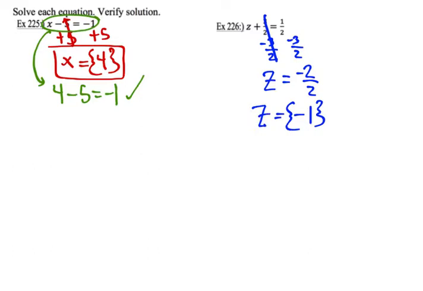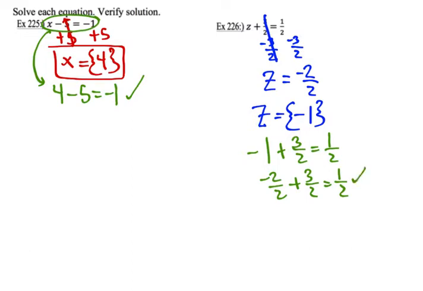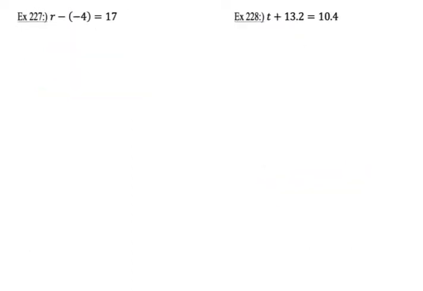Then we check our solution. We're going to start with the original equation, z plus 3 halves. I'm going to replace z with negative 1 plus 3 halves equals 1 half. Negative 1 is negative 2 halves. So negative 2 plus 3 is 1. So negative 2 halves plus 3 halves equals 1 half. That is true. So that is checked.